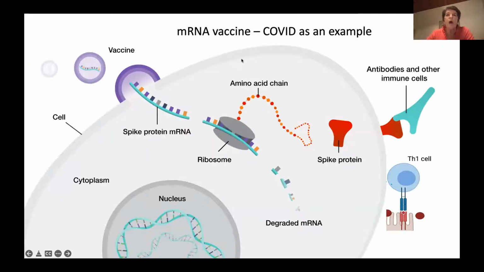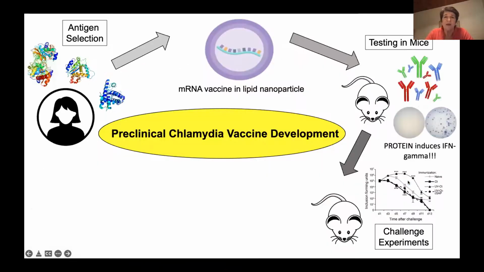So if you look at the COVID vaccine again, as an example, here's our mRNA covered with cheese. The cell loves it, it takes it up, it makes the spike protein of COVID, and this spike protein gets out of cells, it stimulates antibody production, but can also stimulate T cells. And so we are basically taking this exact same platform and using it for chlamydia. We're fine if antibodies are being made, but what we really want are these Th1 cells.